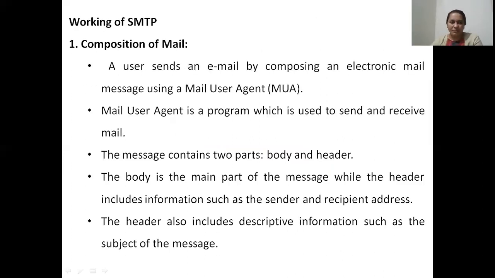Now coming to the working of SMTP, the first task in SMTP is composition of mail. A user sends an email by composing an electronic message using the user agent. We also call it as mail user agent. The mail user agent is a program which can be used to send and receive mail. The message prepared by the user agent contains two parts, body and the header. Body is the main part of the message, while header includes the sender and recipient address. The header also includes descriptive information such as a short subject, which gives a hint of what the message is all about.